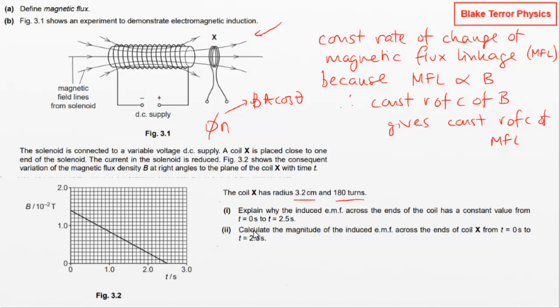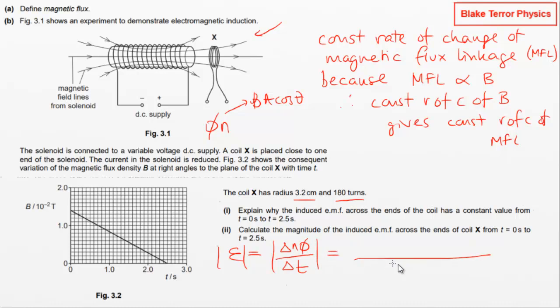Right, what we got here then? Calculate the magnitude of the induced EMF across the ends of the coil in that time. So we just have to actually quantify this. Our rate of change of magnetic flux linkage, so we just want the magnitude of the induced EMF, is going to be, they've left out Lenz's law essentially, they've taken the minus sign out, the magnitude of delta NΦ over delta t.